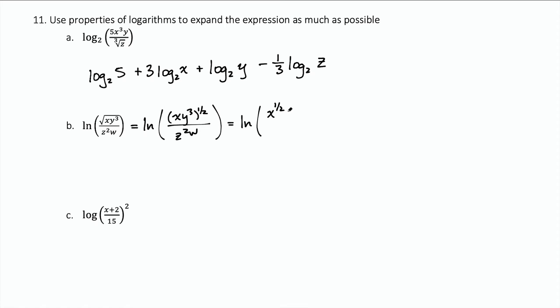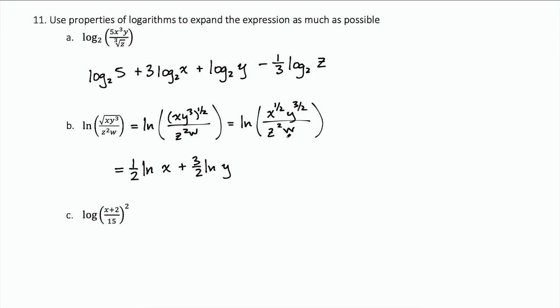So we've got x to the 1/2, and then y to the 3 times 1/2, which is 3/2. And then over z squared comes w. So now I can go ahead and write out my expanded form. Factors from the numerator get positive logarithms. So I have a natural log of x to the 1/2. The exponent comes out in front, so 1/2 log of x. And then plus, because I've got another term in the numerator here, I've got a natural log of y. The exponent of 3/2 comes out in front.